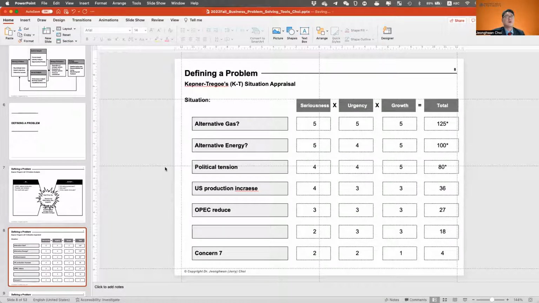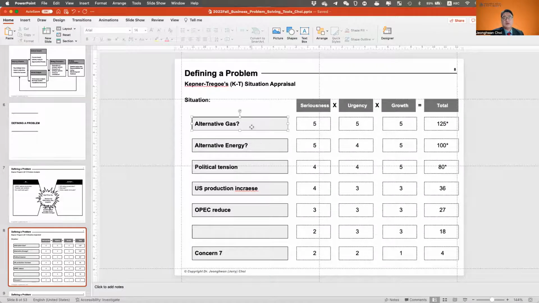Good. Then I propose the 80-20 rule. Out of many, we'd better choose only the 20% of critical problem sources and causes that result in 80% of the outcomes, so that this Traeger's KT situation appraisal can give us an insight into that.